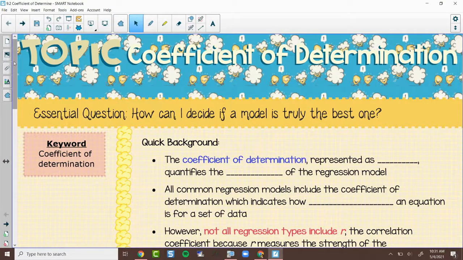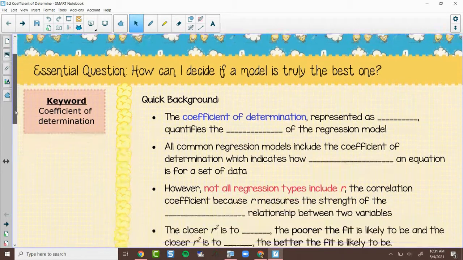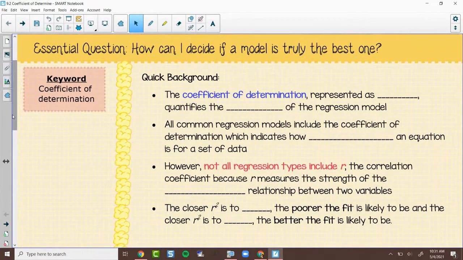This one is going to take a look at the coefficient of determination. Really, we're going to try to answer this essential question of how can I decide if the model I picked is truly the best one? How do we know that the line is a better fit than the quadratic? Because some of those scatter plots we looked at last time, it really could be a quadratic, it could be exponential. How do we know?